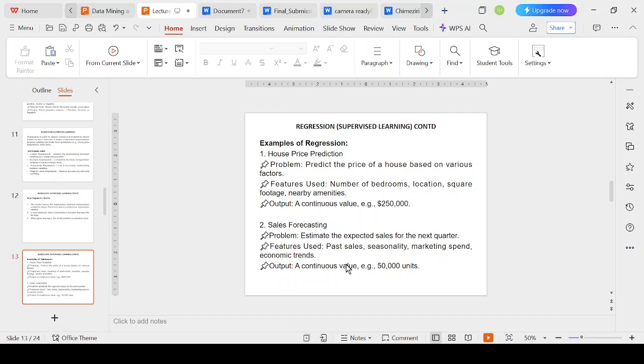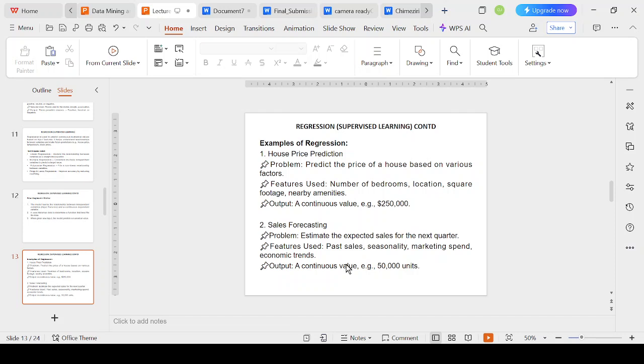Examples of regression problem, as I've said earlier, house price prediction. When you go to my book on Python for data analysis and machine learning, you see a chapter where I did a step-by-step real-life scenario of how to train a model. And there, I think this house price prediction is executed. I showed how you can train the model and also deploy it in real time using Python and Django. The problem is to predict the price of a house based on various factors: number of bedrooms, location, square footage, nearby amenities. The likely output is a continuous value, for example $250,000, as the case may be.